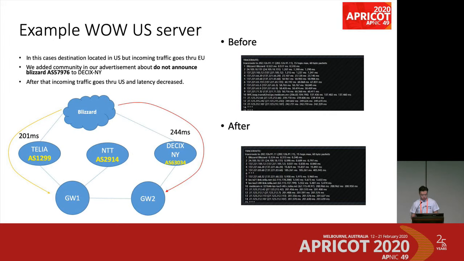Also, a good example for us is the World of Warcraft US server. That US server is located on the US West side, but the US server's incoming traffic goes through New York and Europe and then Mongolia. This one is 244 milliseconds. Then we used the KIX New York Exchange's BGP community. We used the Do Not Advertise to Blizzard community, and then traffic goes through our USA gateway, and latency decreased by 200. It's a little improvement for a gaming service.